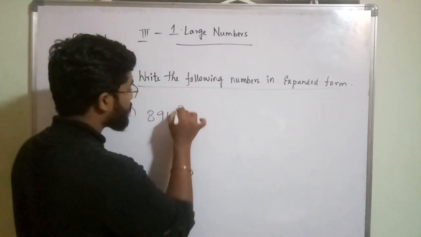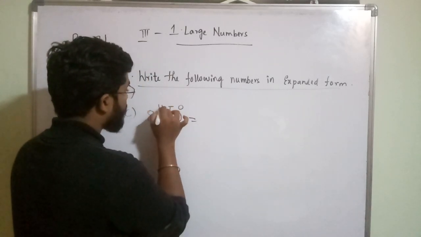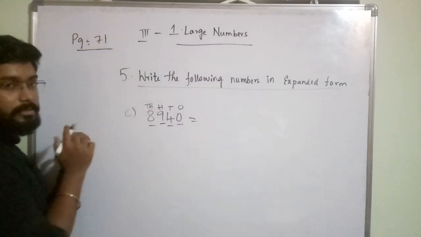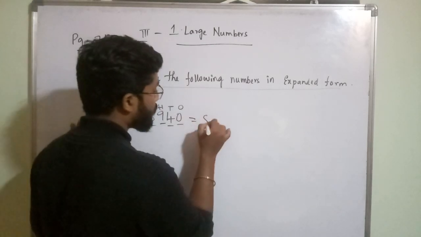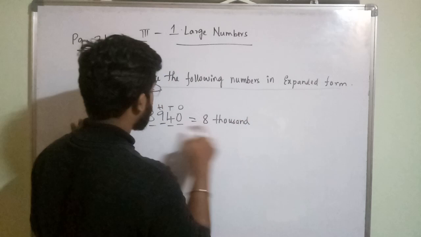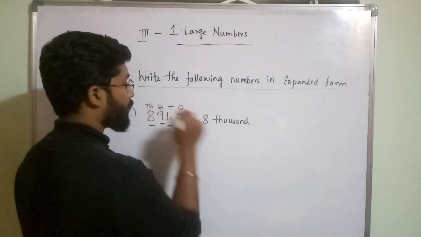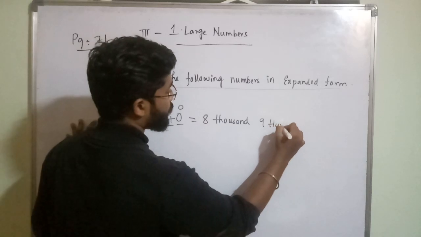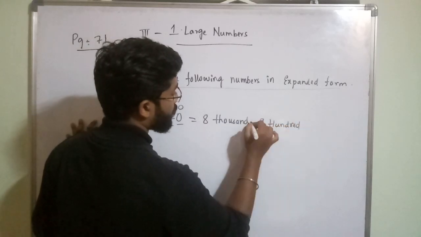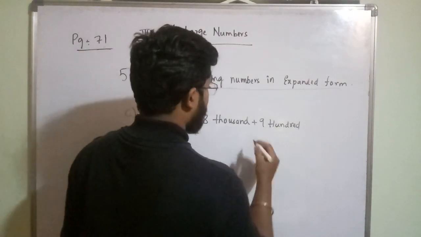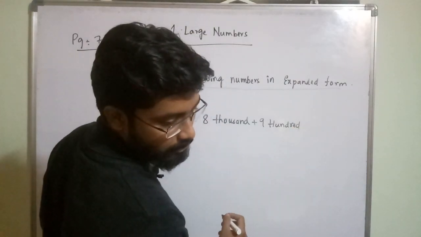This is ones place, tens place, hundreds place, and thousands place. So 8,000. 9 is in which place? Hundreds place, so 900. 8,900. Next one is what?